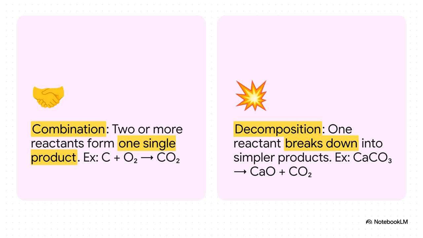Then you've got the opposite, decomposition. This is where one complex thing breaks down into simpler parts. AB breaks apart into A and B. It's like a single compound just shattering into pieces.